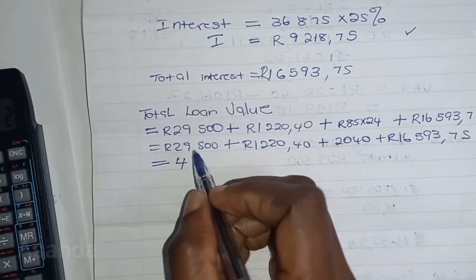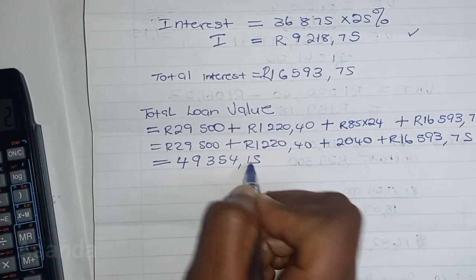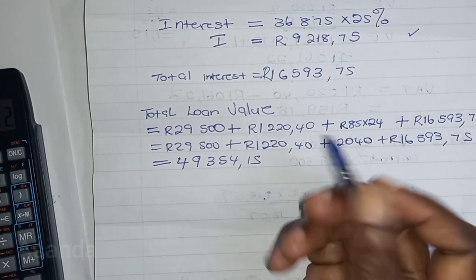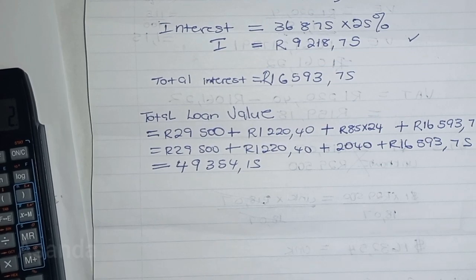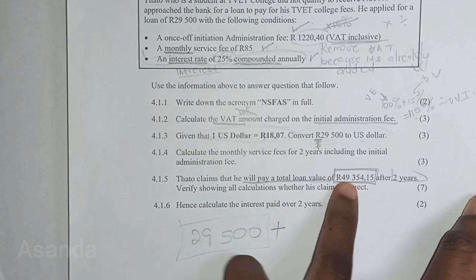$29,000. All right, so the answer is 49,354 rands and 50 cents. Now I'm just going to check again what the statement was. Verify showing all that is correct. 49,354 rands and 15 cents. Oh, there we go. It's correct.